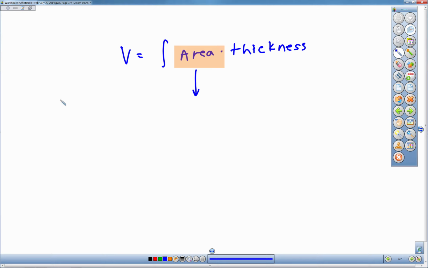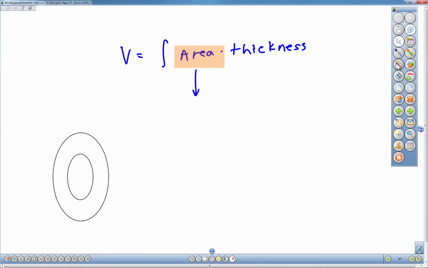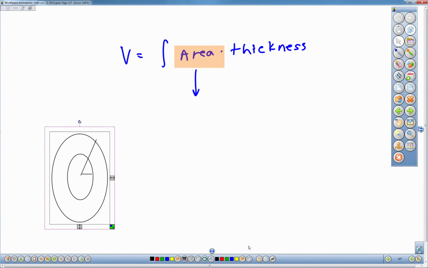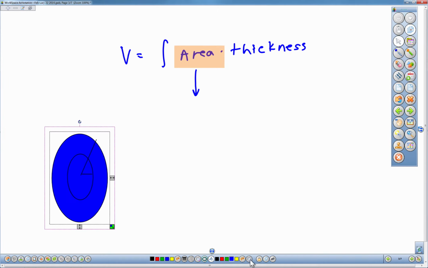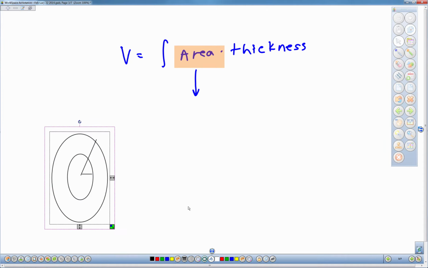Let's suppose we're wanting to find a vertical washer, and I wanted to find the area of the big one minus the area of the small one.